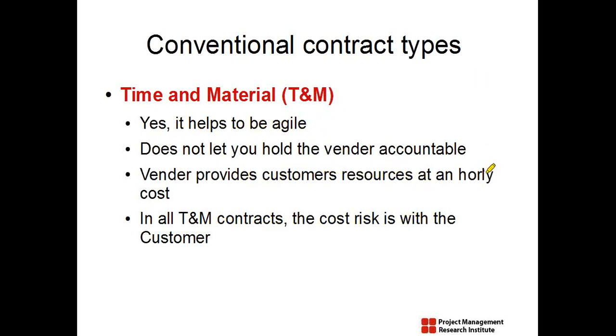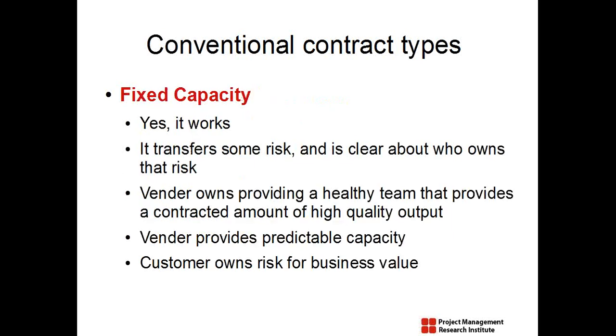Then we have this, something new, that is a fixed capacity kind of thing. So we are talking about an ODC kind of a thing, where you will provide a team for the customer. The customer can choose the team, and you know that particular team can deliver this many story points per month, or this many function points per month, or this many KLOC per month. So this works. This is perfect.